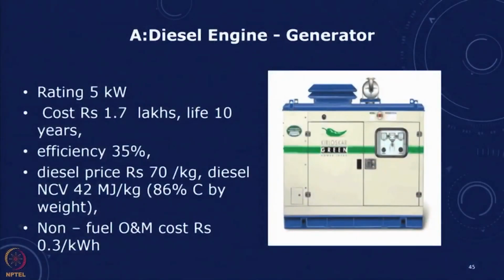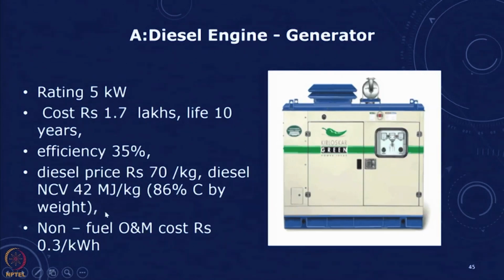Now, we are given the following data for both these options. Option A: a diesel engine with a rating of 5 kilowatt, the capital cost is rupees 1.7 lakhs. This is there in your tutorial sheet, problem number 4. The life is 10 years, efficiency is 35%. The diesel price today is about 70 rupees per kg. The net calorific value of diesel is roughly 42 megajoules per kg, and diesel has 86% carbon by weight.